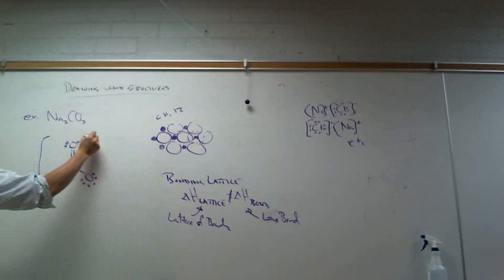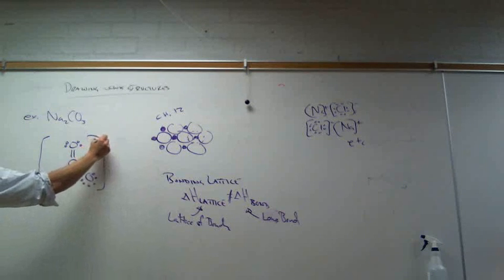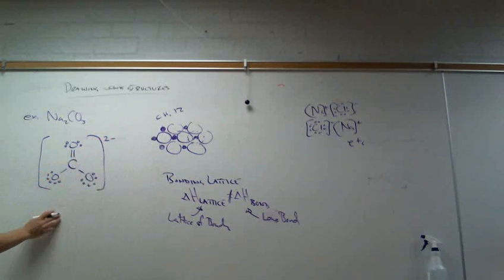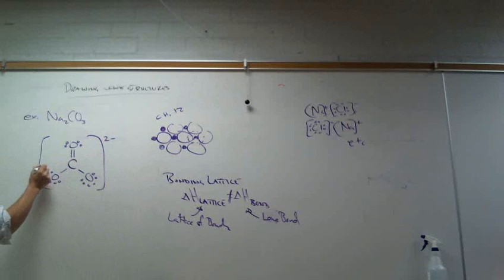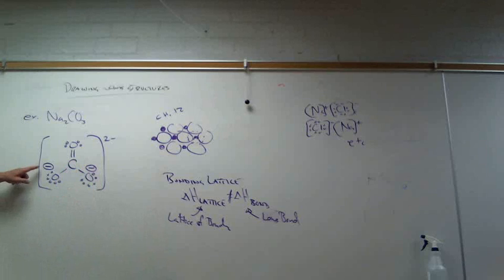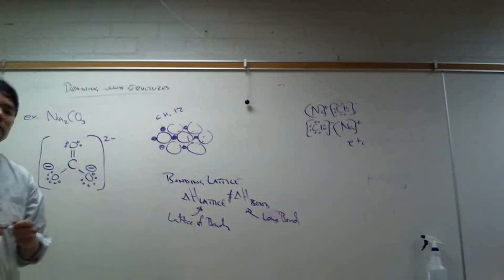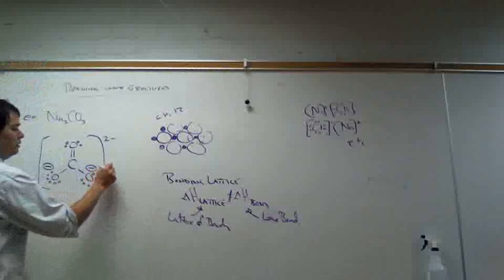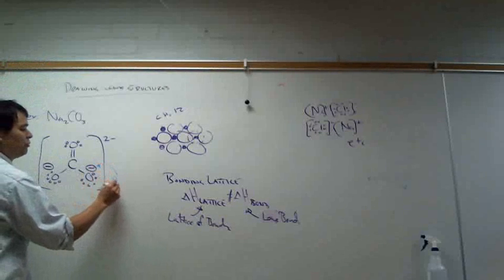Now, carbonate ion is interesting. It's going to have a net 2 minus charge. But that charge is a result of these circle charges here. There's a minus one charge on this oxygen and a minus one charge on this oxygen. These circle charges are called formal charge.